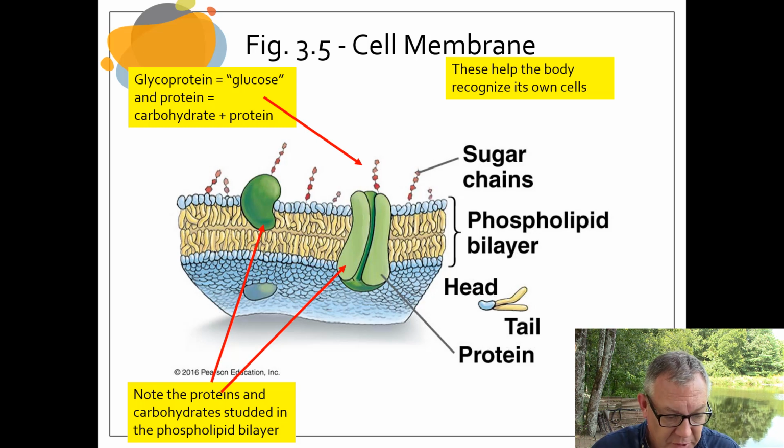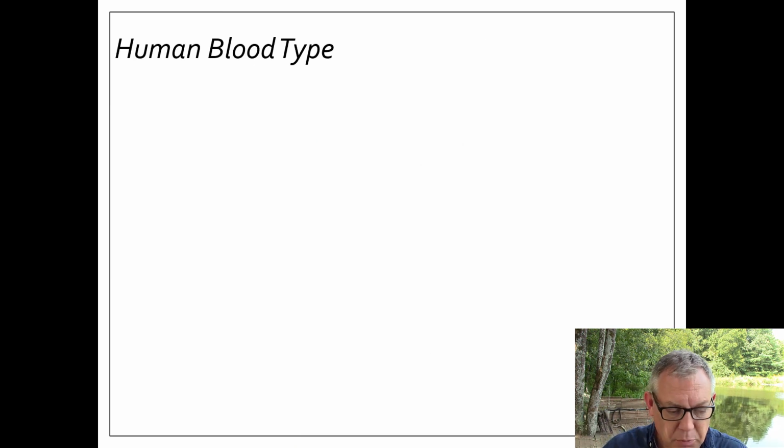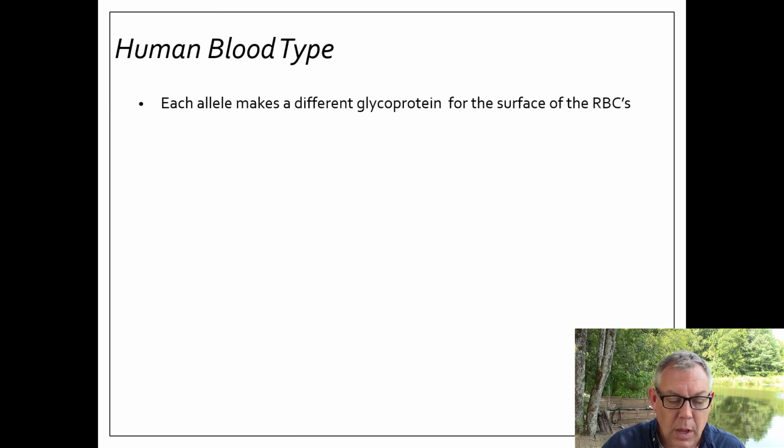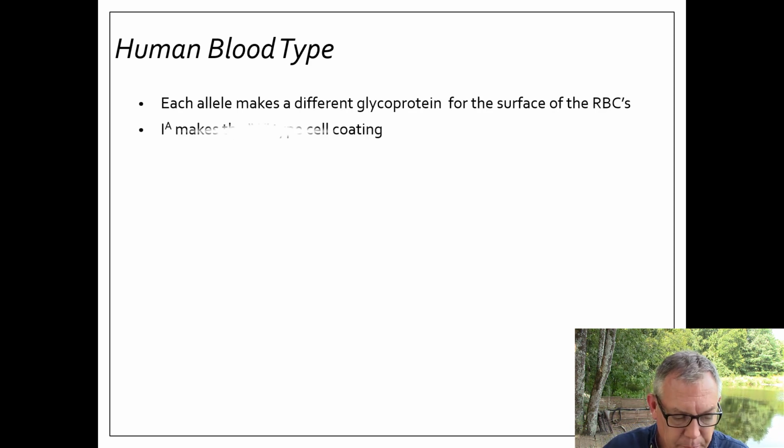This is that self versus non-self. It's usually glycoproteins. And where do they come from? They come from a gene. And specifically, for the red blood cells, they come from this gene on chromosome number 9. And so each allele makes a slightly different glycoprotein for the surface of the red blood cells.